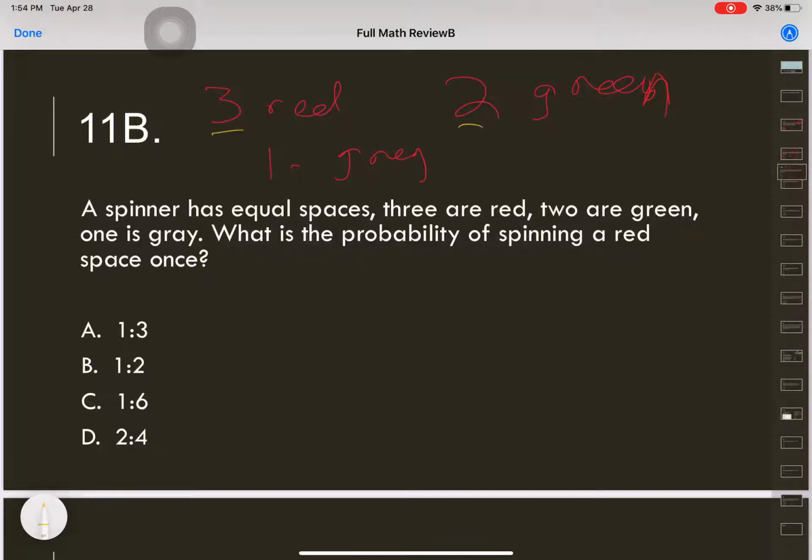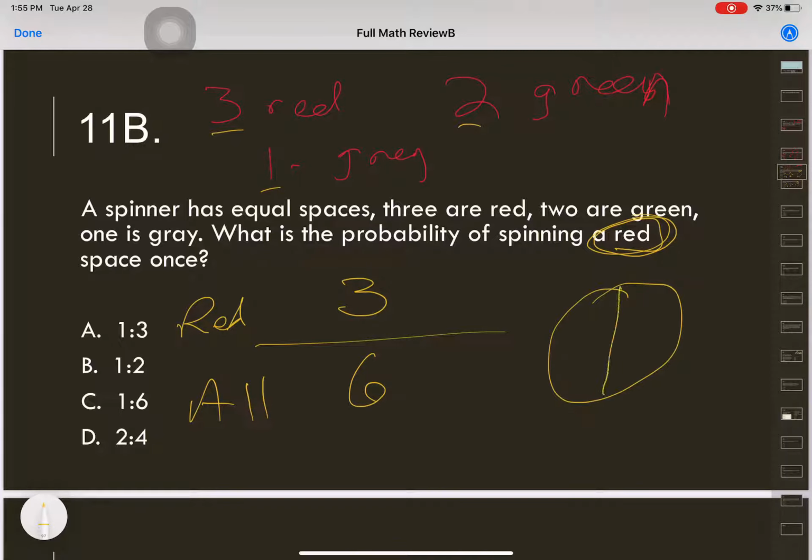So it's 3 plus 2 plus 1, which is still 6 as the all, but this time you want red, as you can see. So the red are 3 out of 6. 3 out of 6 is not a choice, but you can put it in the calculator, or if you know 3 out of 6, if I know I've got 6 spaces, 1, 2, 3, 4, 5, 6, and 1, 2, 3. That kind of looks like a cheese pizza. 3 out of those 6 is the same as 1/2. So that's another way to do that one.